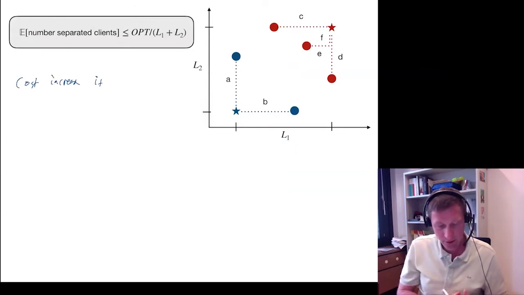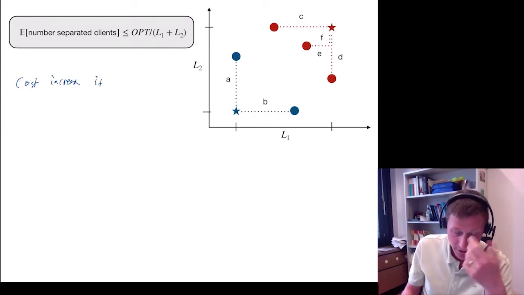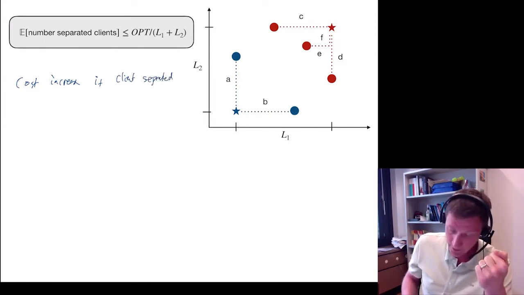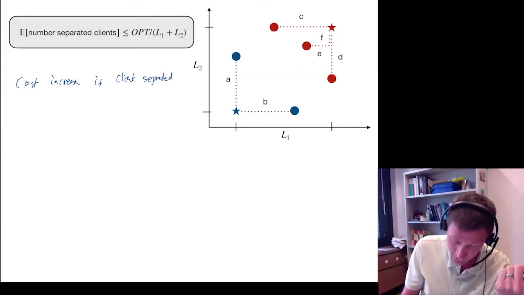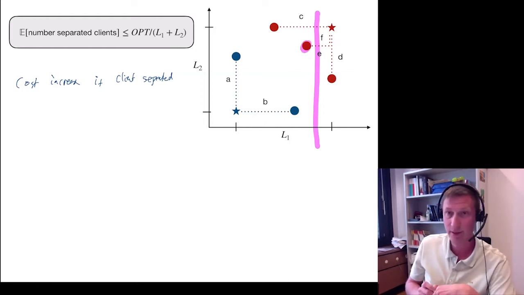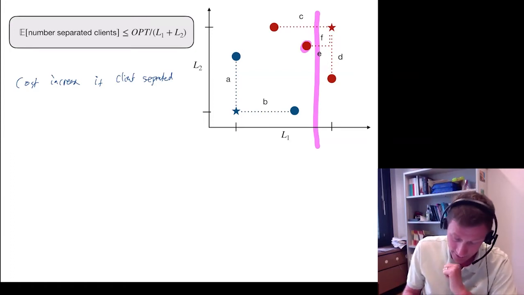Okay, so we know that the expected number of separated clients is at most opt over L1 plus L2. Now, what is the cost increase if a client is separated? Suppose we were unlucky and selected this cut here, and that separated, for example, that client from its closest center. We need to bound how much the cost of this client increases when it's assigned to this other center, the blue center instead of the red.